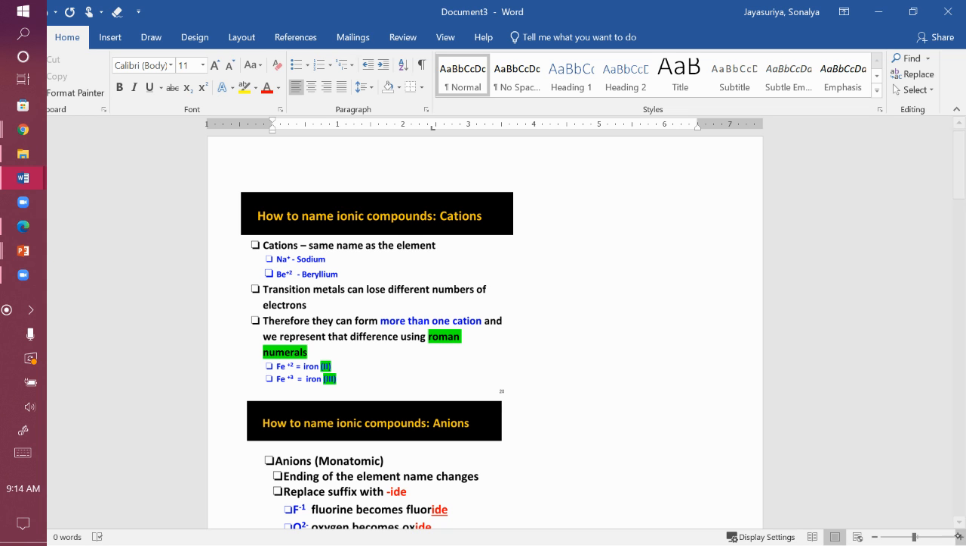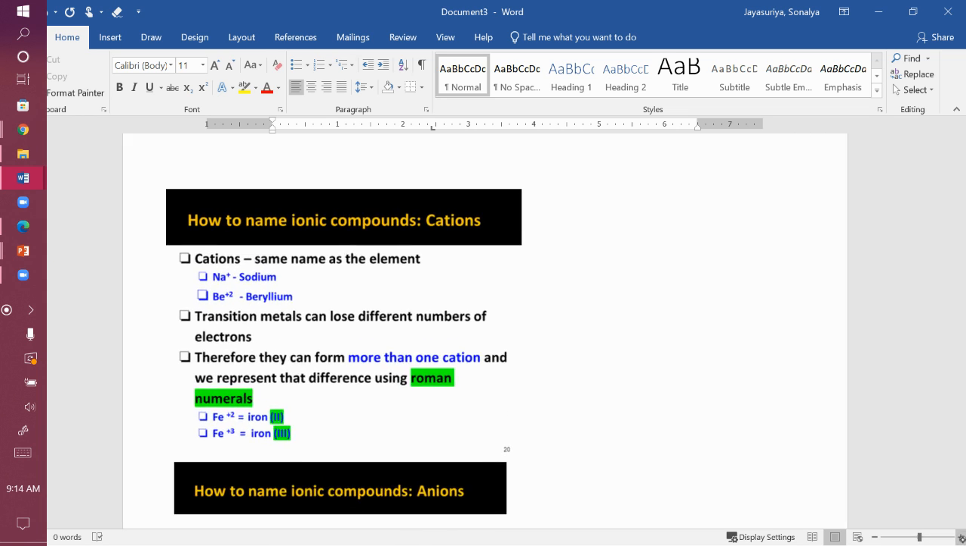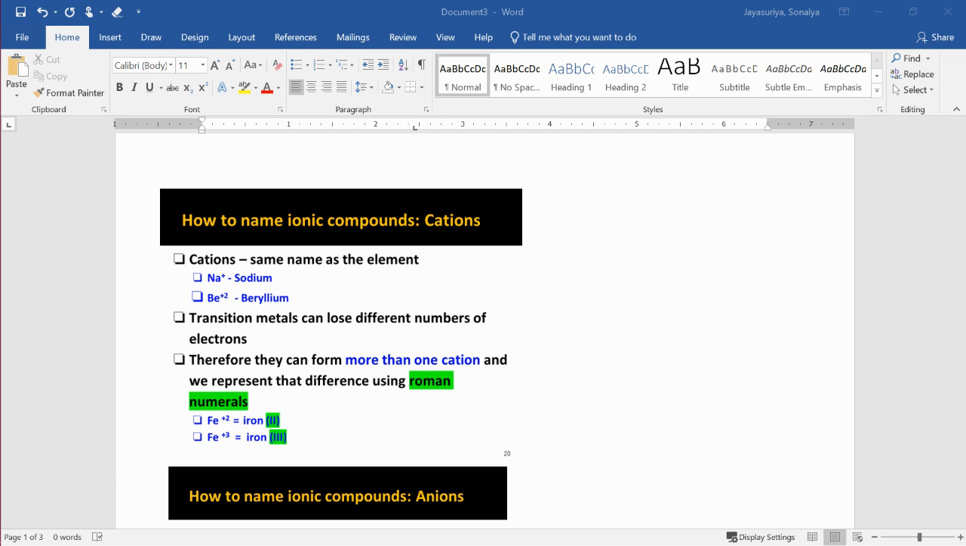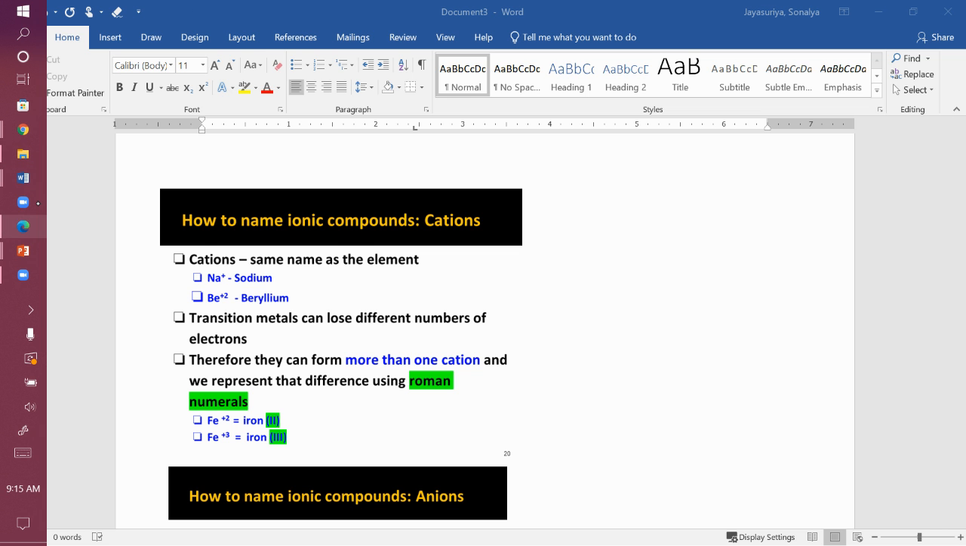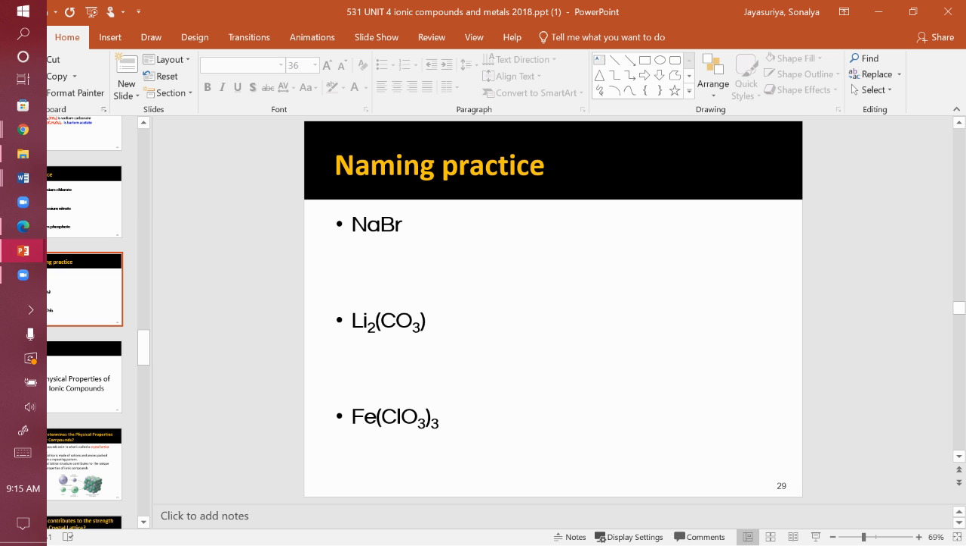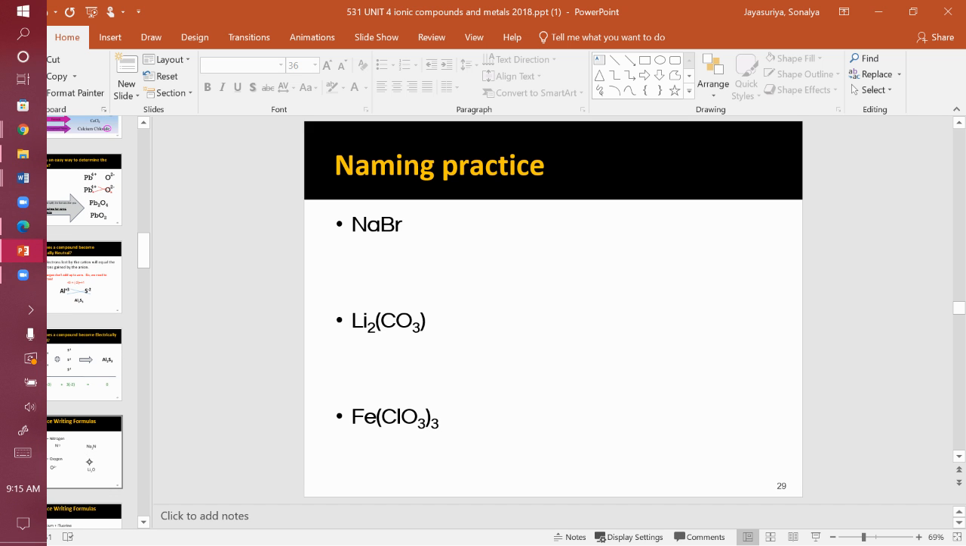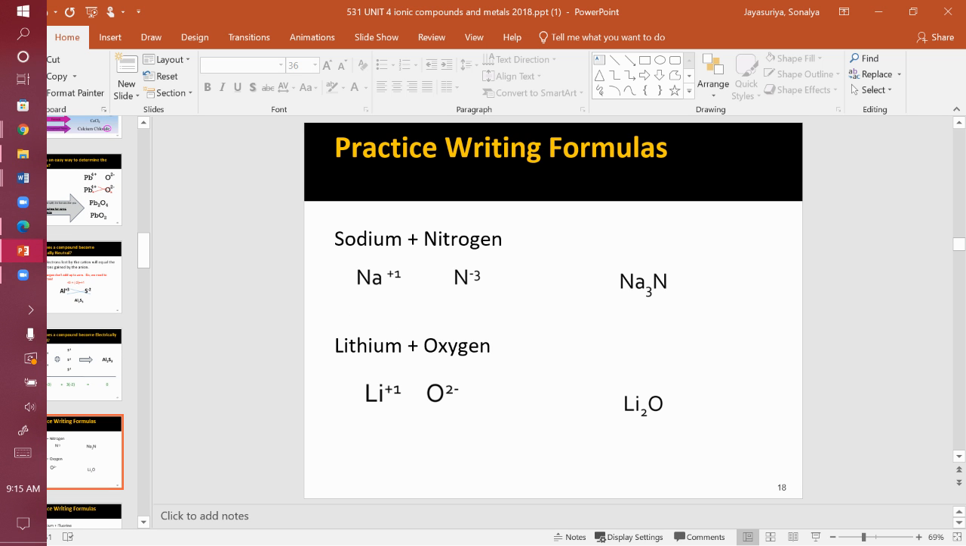Okay, so in the last class that we did, we learned how to balance compounds based on their charges. We had a cation and we had an anion, and we learned how to balance it based on the charges of those ions. Okay, so this is what we did.